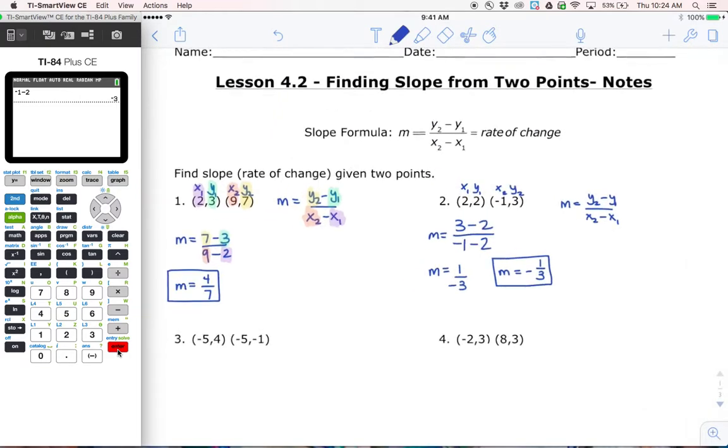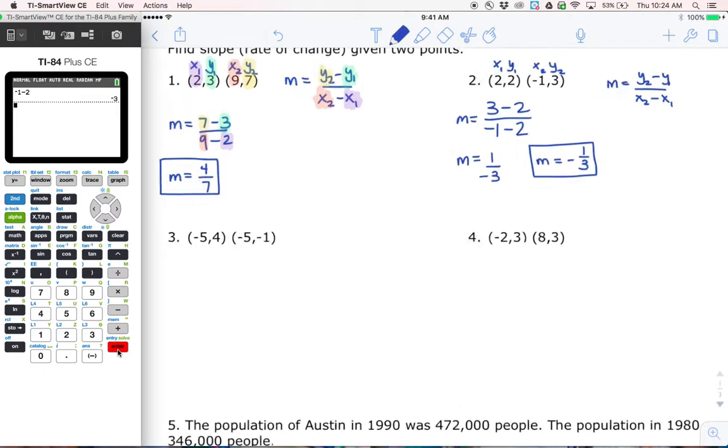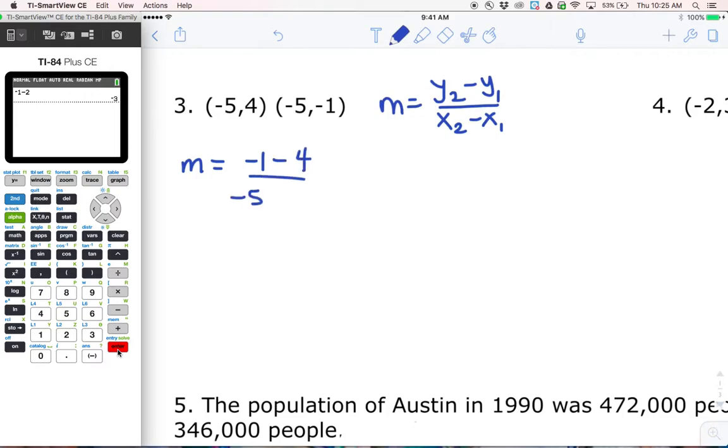Okay? All right, let's look at problem number 3. Let's write the formula again. You cannot get enough practice with this. y2 minus y1 over x2 minus x1. All right, so we've got y2 is negative 1 minus the first y, which is 4. The second x was negative 5 minus the first x, which was negative 5. Negative 1 minus 4 is negative 5, and on the bottom we have negative 5 minus negative 5, which is 0. And if all those negatives confuse you, just use your calculator. Negative 5 minus negative 5, we're getting 0.